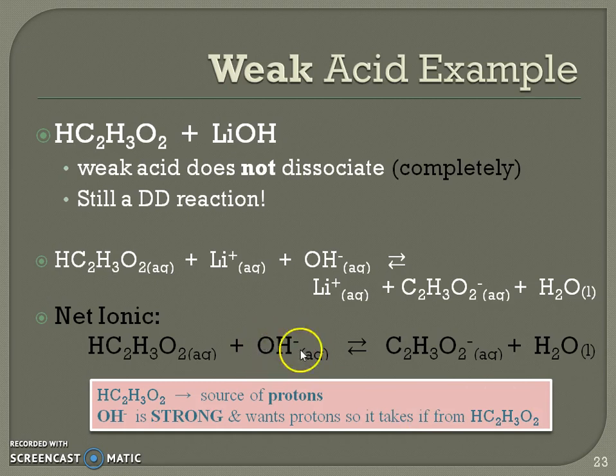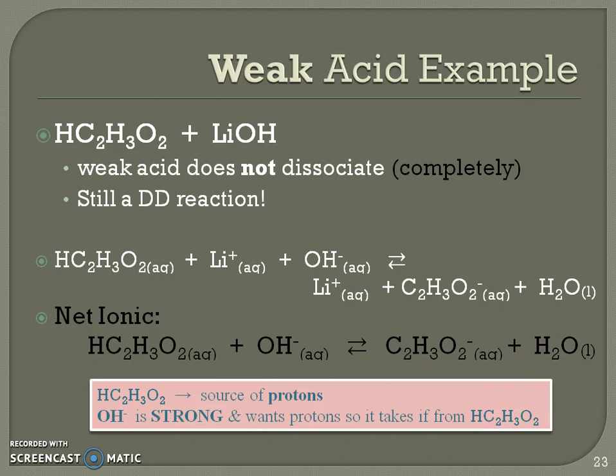It happens because this OH is so strong that it will grab those H plus ions from that weak acid, because it's a source of protons. So this guy is so strong, it's going to grab it, it's going to want it, and it's going to take it. And that's why it then makes that salt, which again ionizes in solution, and then makes that water.